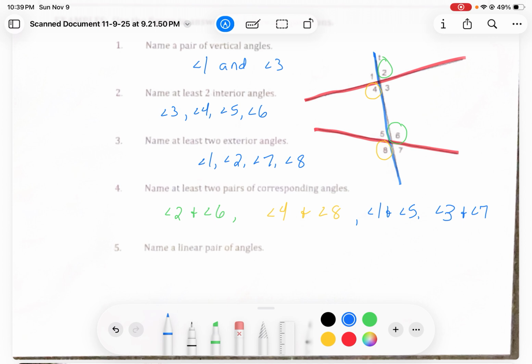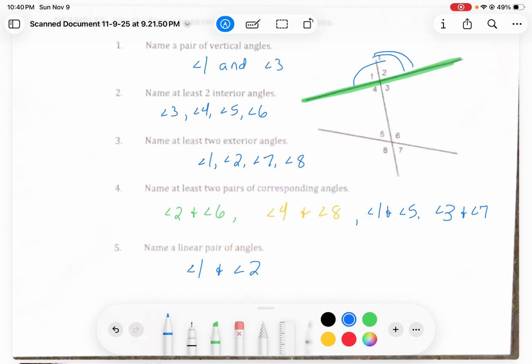All right, and then our last example on this page is name a linear pair of angles. So let me erase. Linear pair has nothing to do with transversal. So if I just pick one line, I'm going to highlight it. Here is this green line. Okay, I don't care about any other line on here. One pair that forms that green line would be angle 1 and angle 2. Together, angle 1 and angle 2 form a line, so they're called a linear pair.